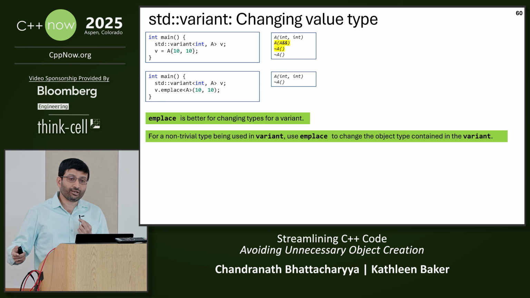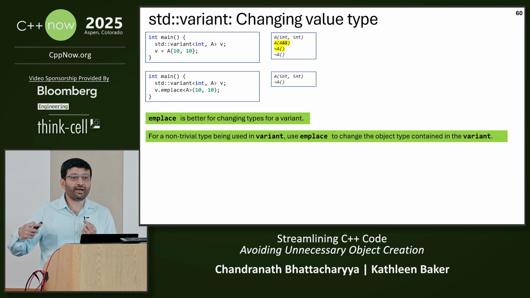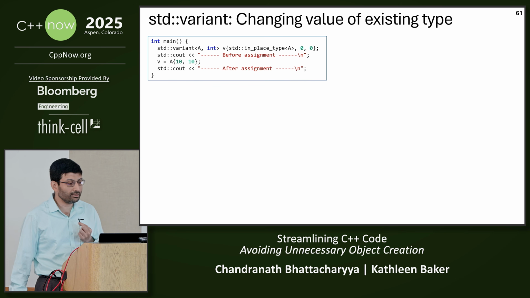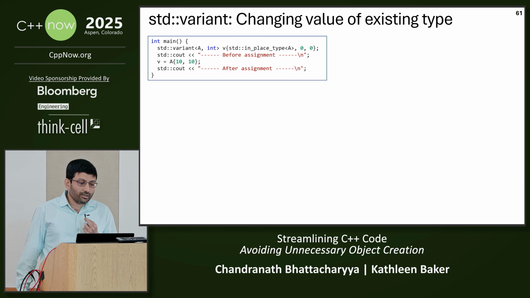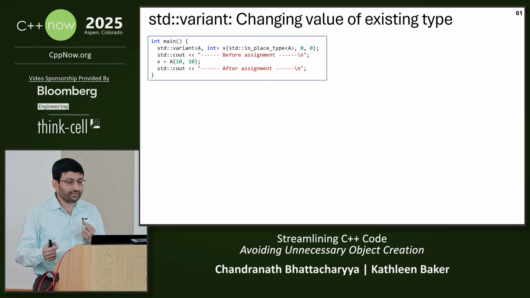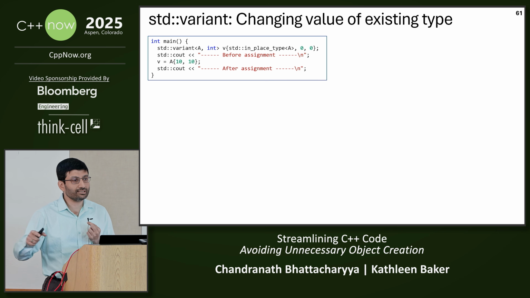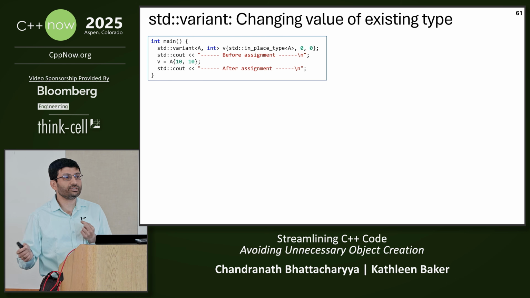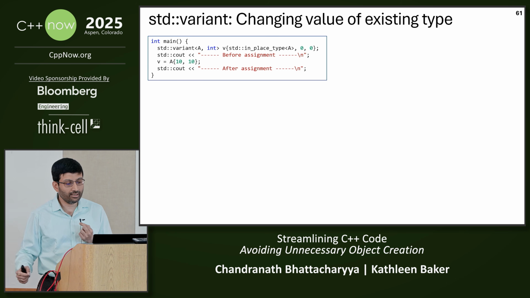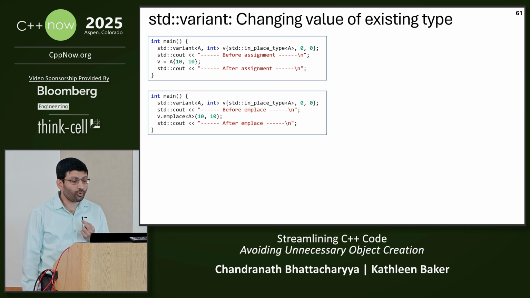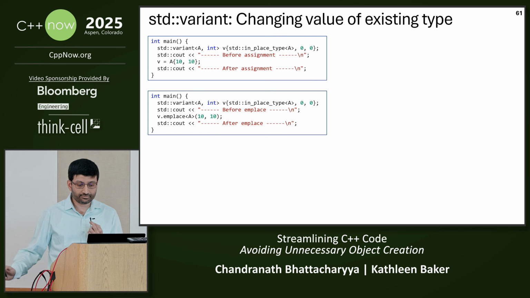Now this was changing the value type. What if we want to change the value of the existing type? So this becomes our next scenario. So what do we mean by that? Here's some code. First it creates a variant using the in-place type constructor, and the variant is actually A 0,0. Now we want to change that value to A 10,10, and we are using assignment to do that. The alternate way to do it is using in-place.